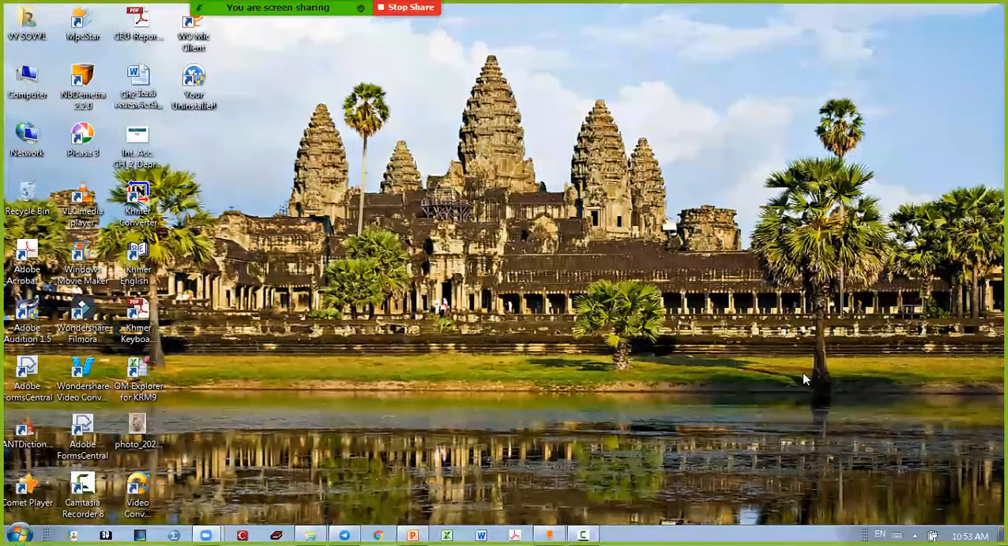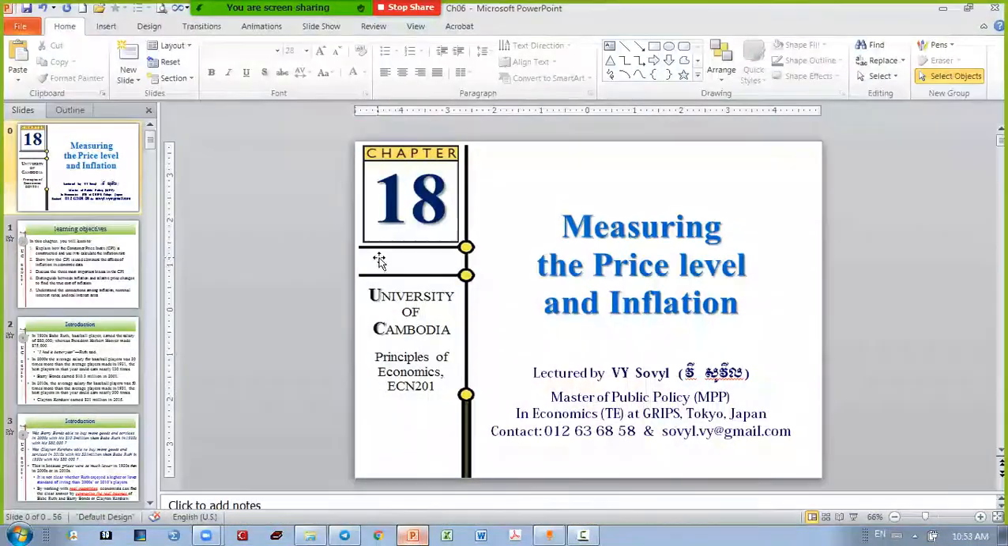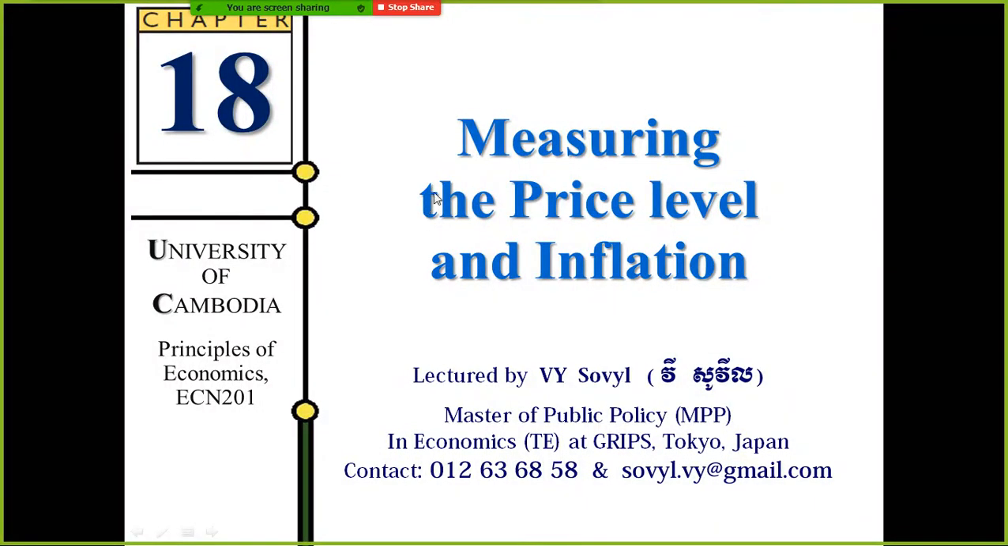Hello everyone. Today I'm making another new movie in order to deliver you chapter 6. Chapter 6 is based on my course syllabus, but chapter 18 based on the textbook. So on this slide I put chapter 18 based on the textbook. The title of this chapter is Measuring the Price Level and Inflation.